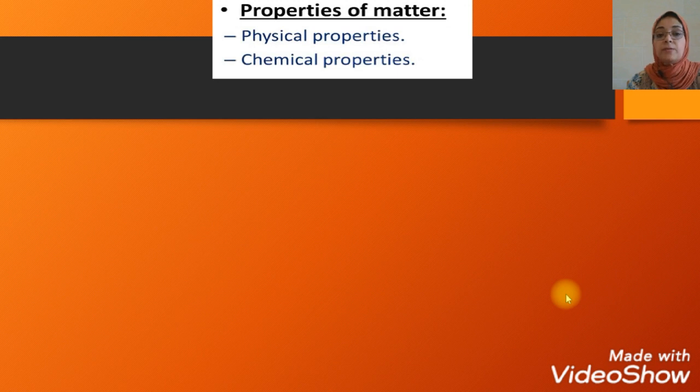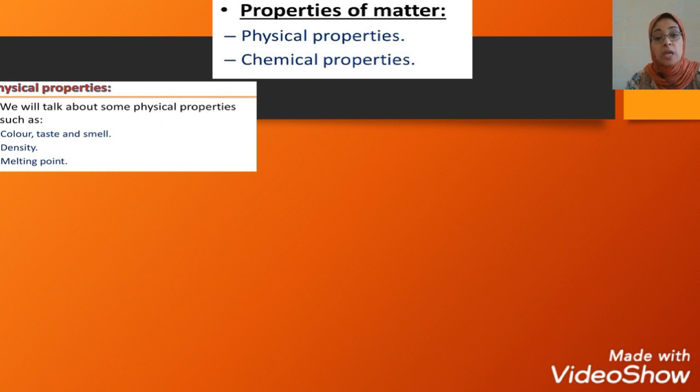Then we can differentiate between the substances or matters around us by two kinds of properties: physical properties and chemical properties. What is the difference between physical and chemical properties? Physical properties are properties that we can see or feel. And chemical properties appear when two substances react with each other to produce a new substance.